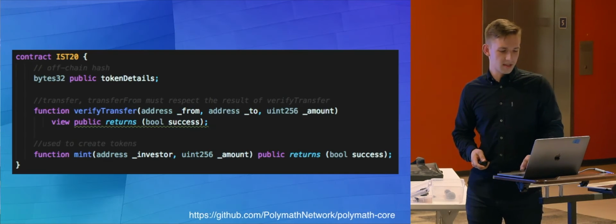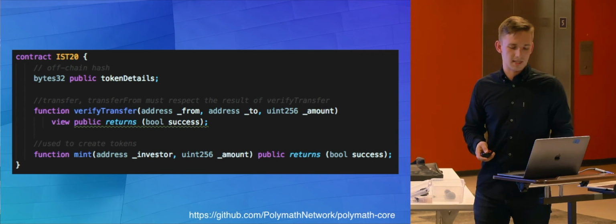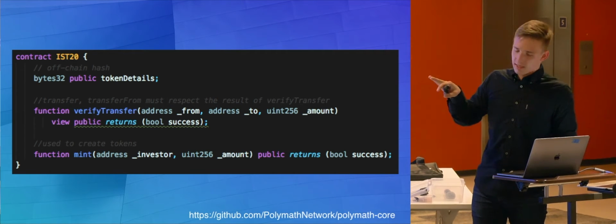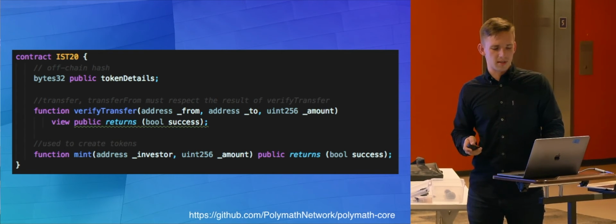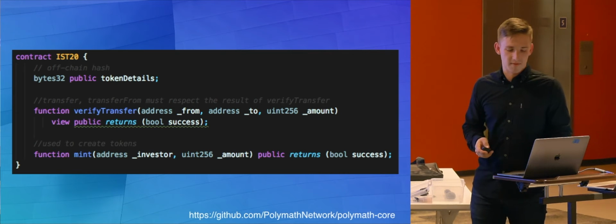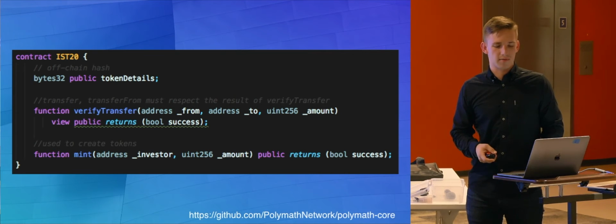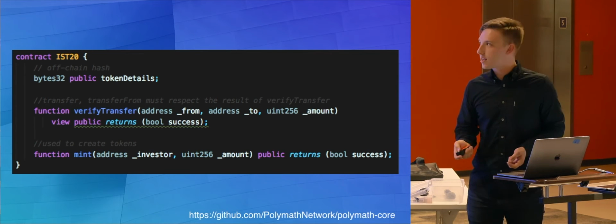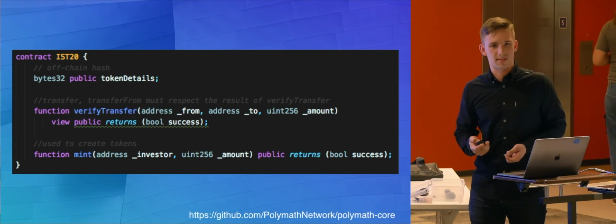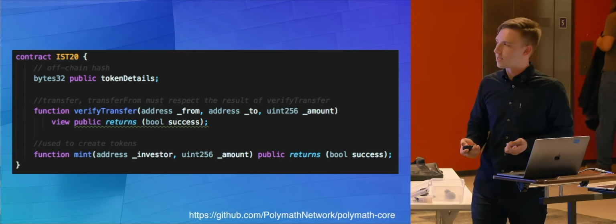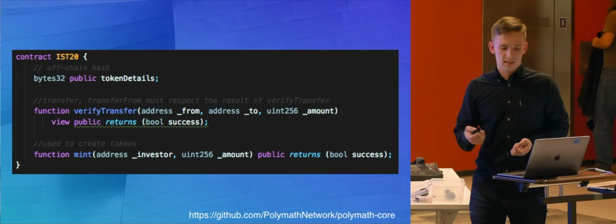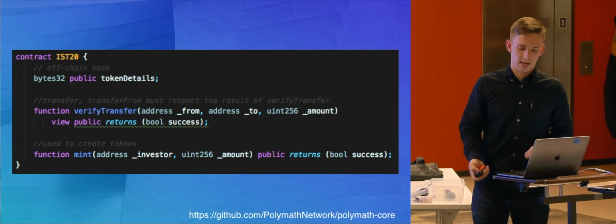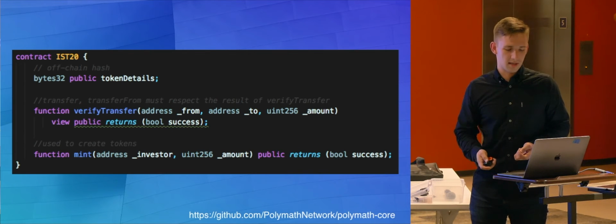So the interface is super simple. It specifies a variable named token details. This is referred to in their docs as an IPFS hash, though the desired format of the file hosted on IPFS is not documented anywhere I could find, but I would presume it's a URI that includes maybe the token's name, symbol, the issuer's website, or their business address.